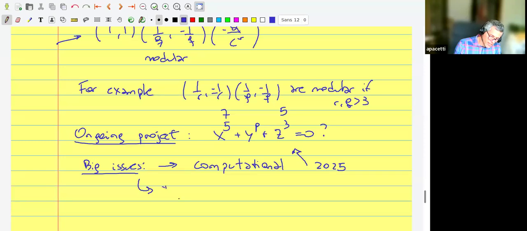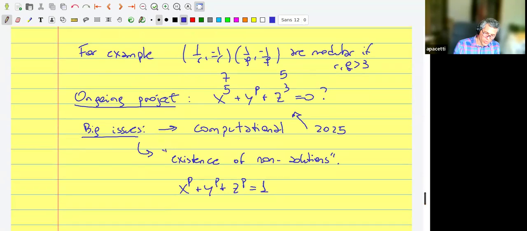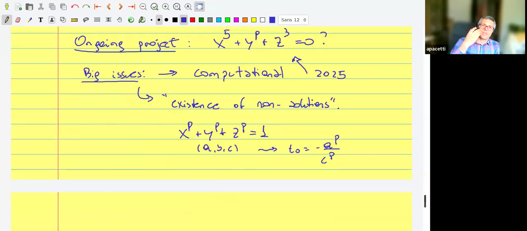It's like the existence of non-solutions is an issue. And let me just say what a non-solution is. Suppose that you go back to Fermat's original problem. And what we said is that from a solution ABC, we substitute in minus a to the p divided by c to the p, and this gives an extension with very little ramification.